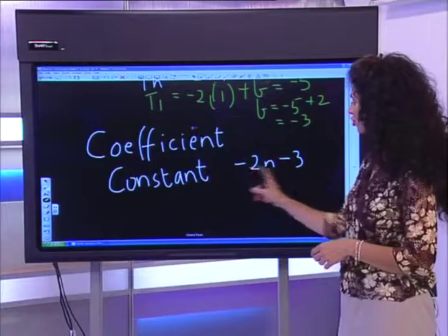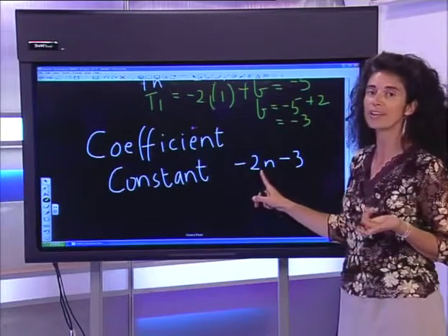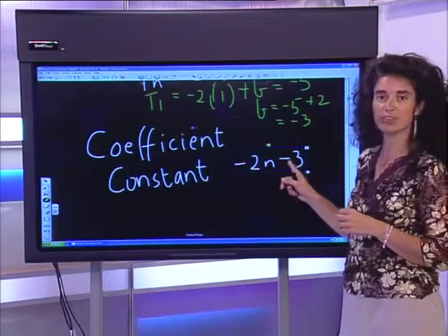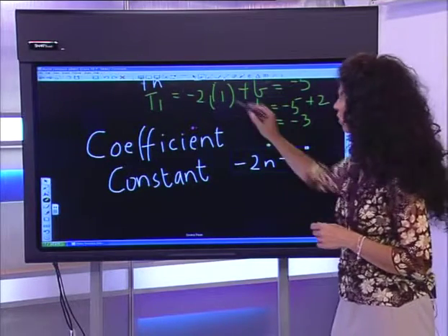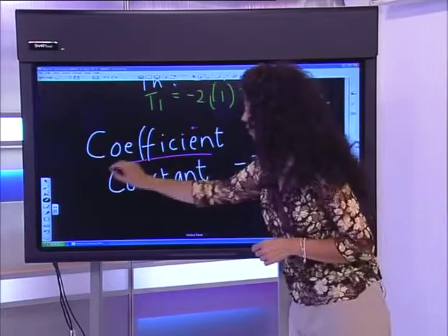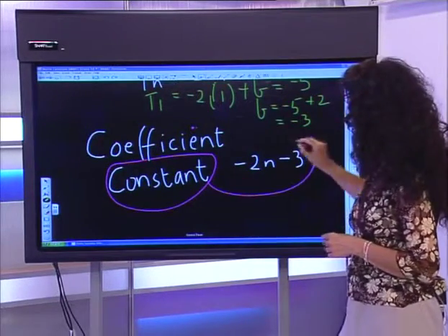So which one of these two would stay the same? Well, negative 2n won't stay the same because n can change. So therefore negative 3 would stay the same. So that's what we call a constant term. A constant term is that which doesn't change.